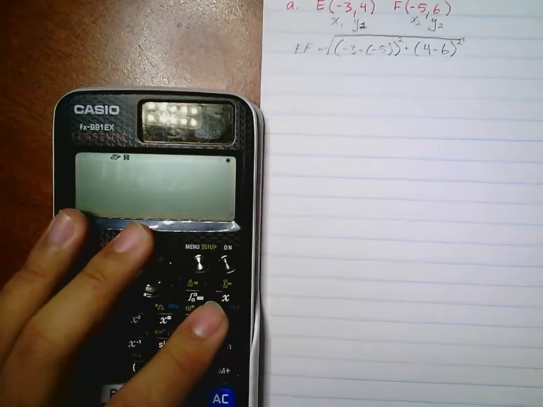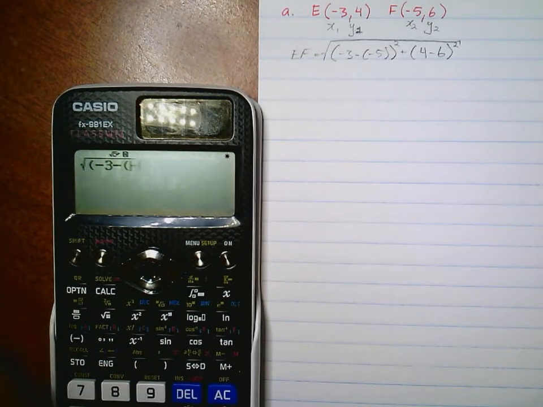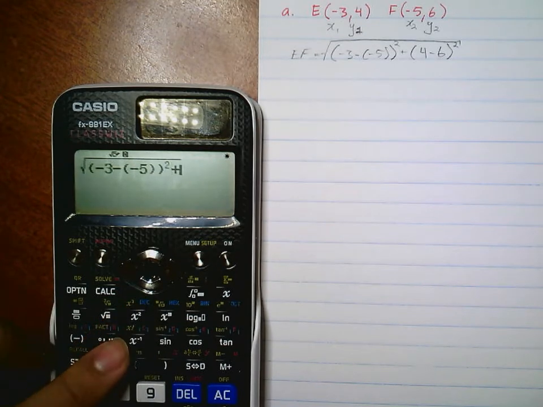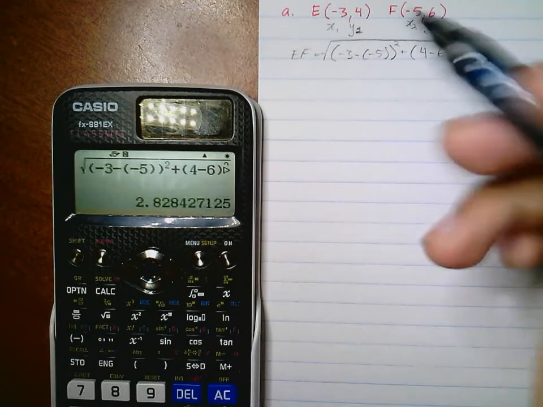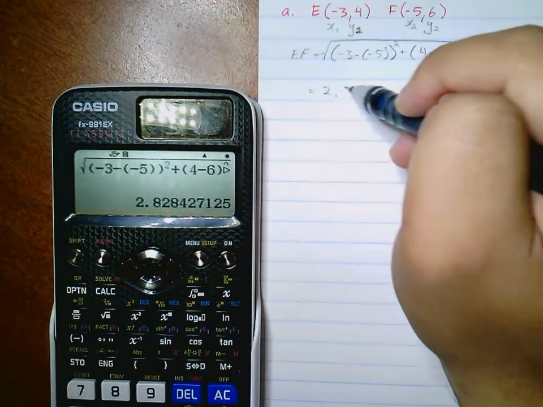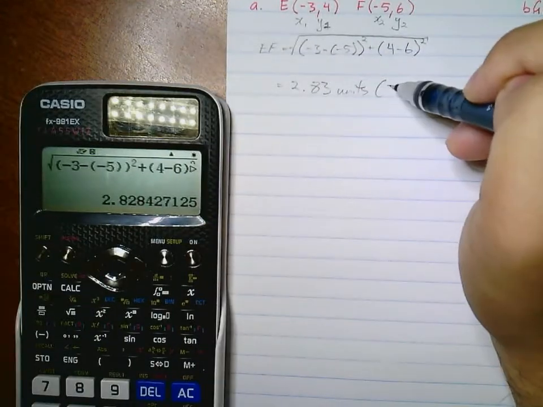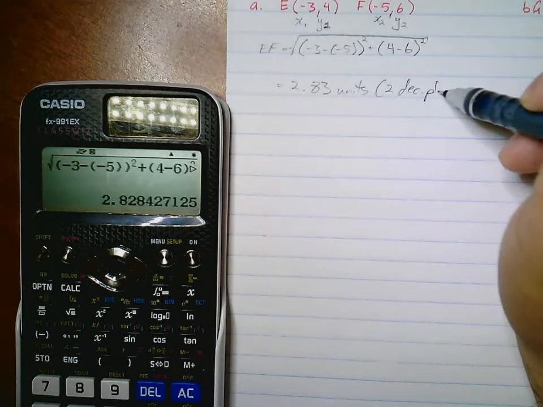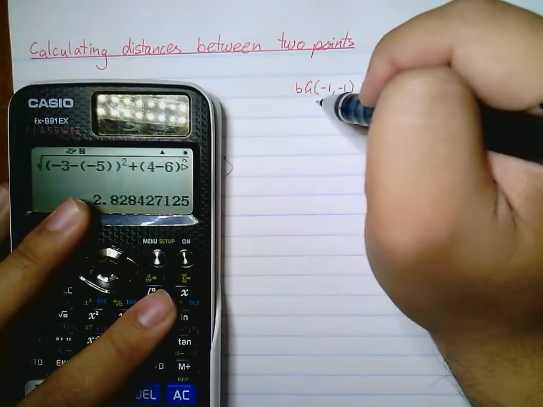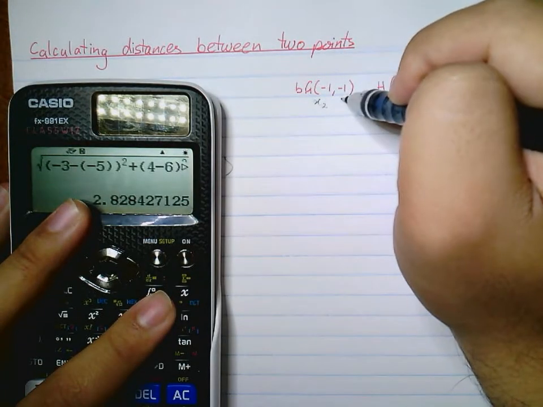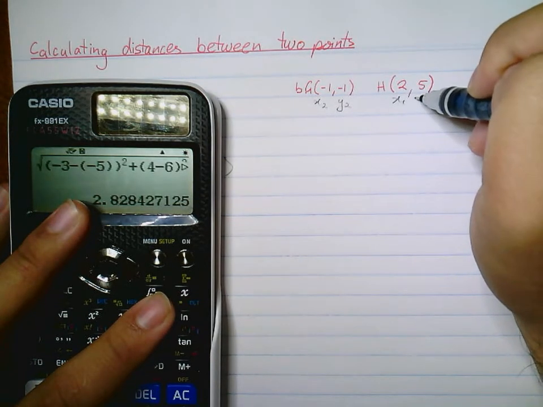We have here square root of -3 minus -5 squared plus 4 minus 6 squared, which gives me 2.83 units. And that's two decimal places. And one last one. We'll make this one x2 and this one y2. Let's make this one x1 and this one y1.